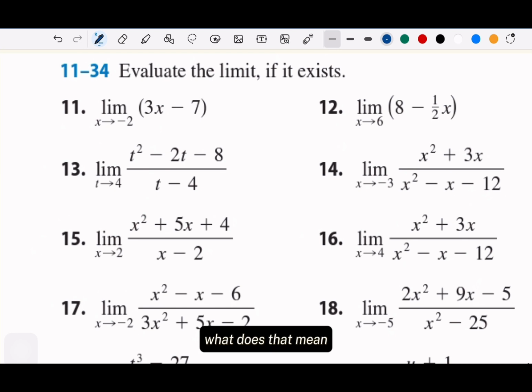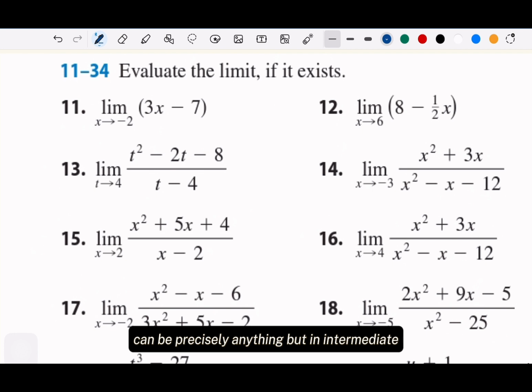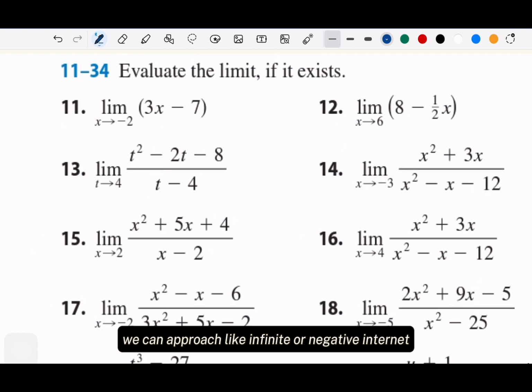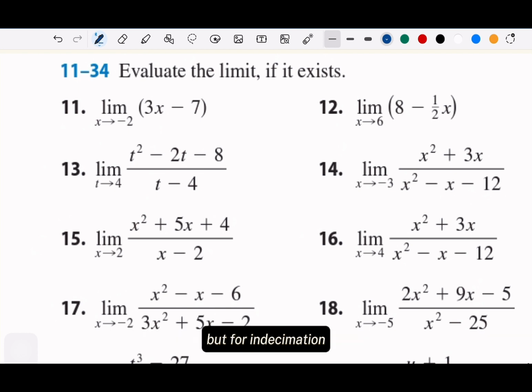What does that mean? 0 over 0. And what should you do? You could say undefined, or to be precise, not undefined, but indeterminate. Sometimes undefined we can approach like infinite or negative infinite. But for indeterminate, we're not sure. What is that? It's like a different species.